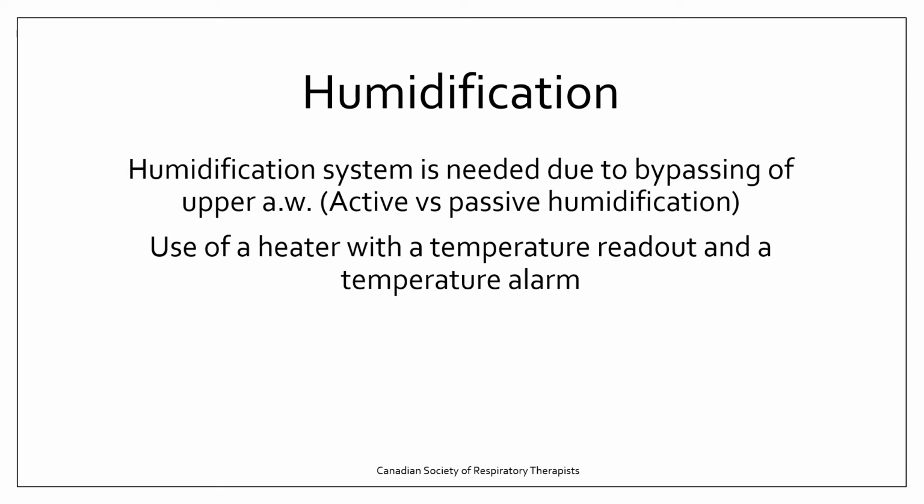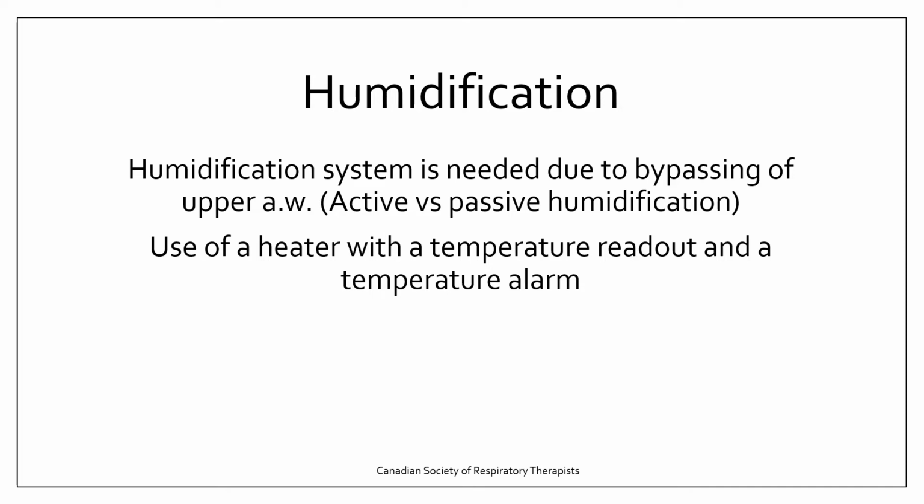So next would be humidification. That's the next thing that we're going to consider. A humidification system is needed for all patients who have an artificial airway in place. We're bypassing their upper airway now, and that's our body's normal humidification center. So we're taking that away. So we have to add some source of humidification to the circuit and to the airway.